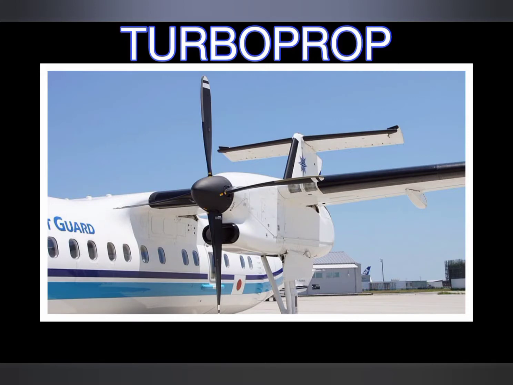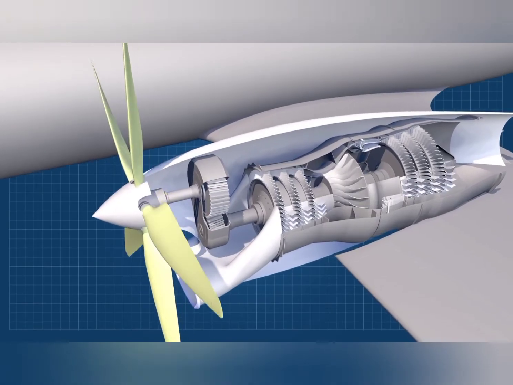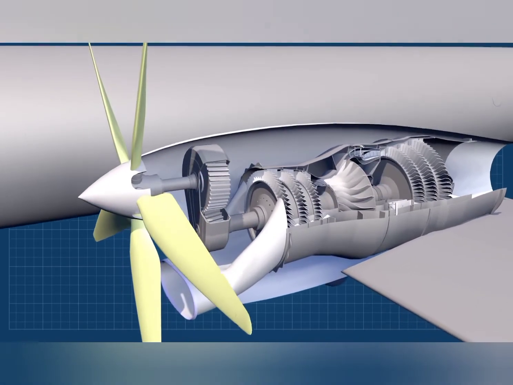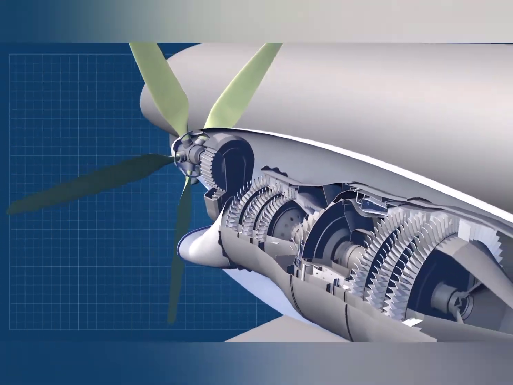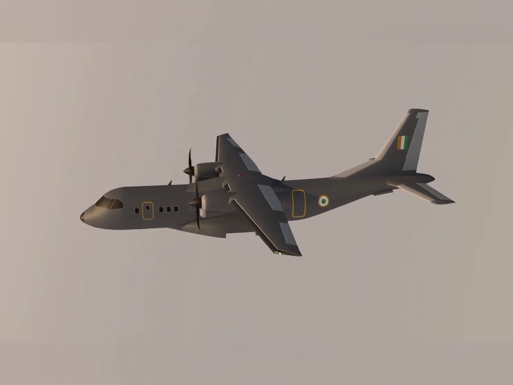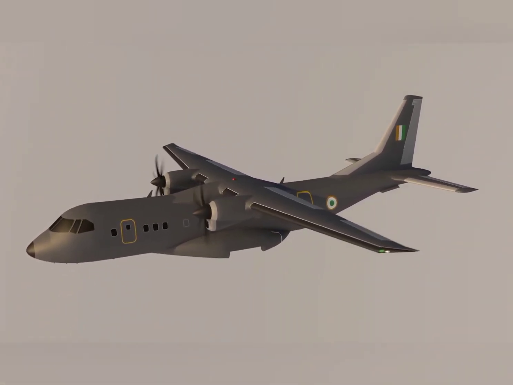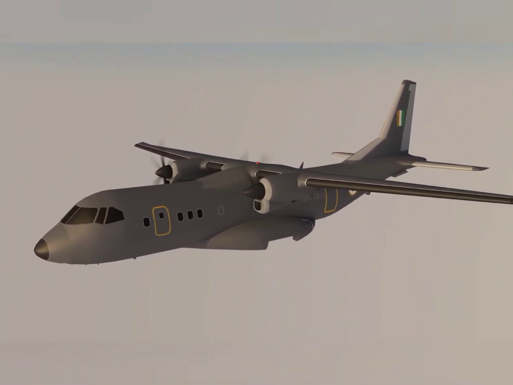Now let's see about turboprop. A modern plane with a propeller typically uses a turboprop engine. It's similar to the turboshaft in a helicopter, but instead of powering an overhead rotor, the turbine inside it spins a propeller mounted on the front that pushes the plane forward.